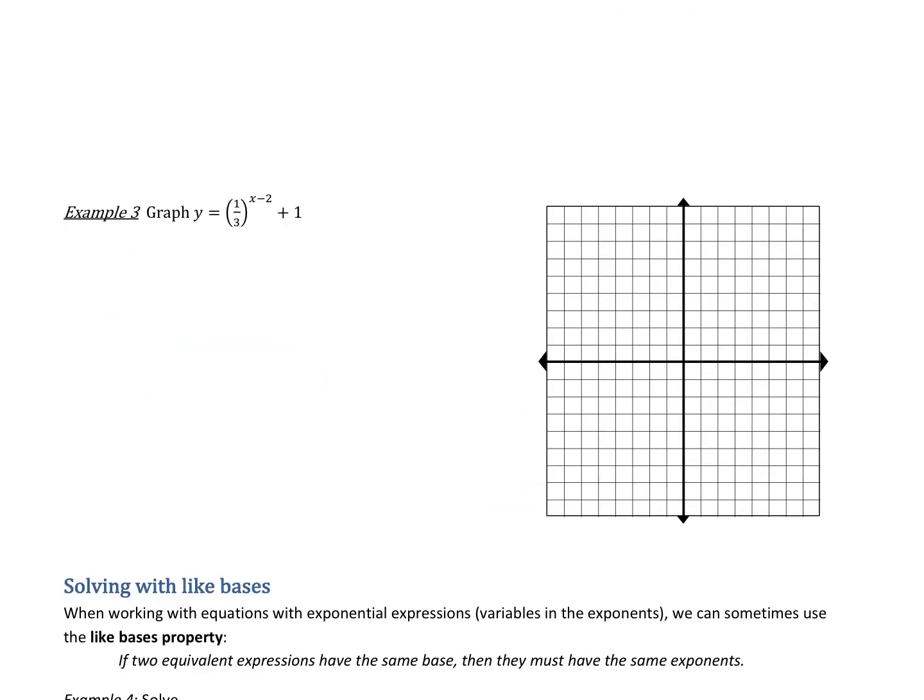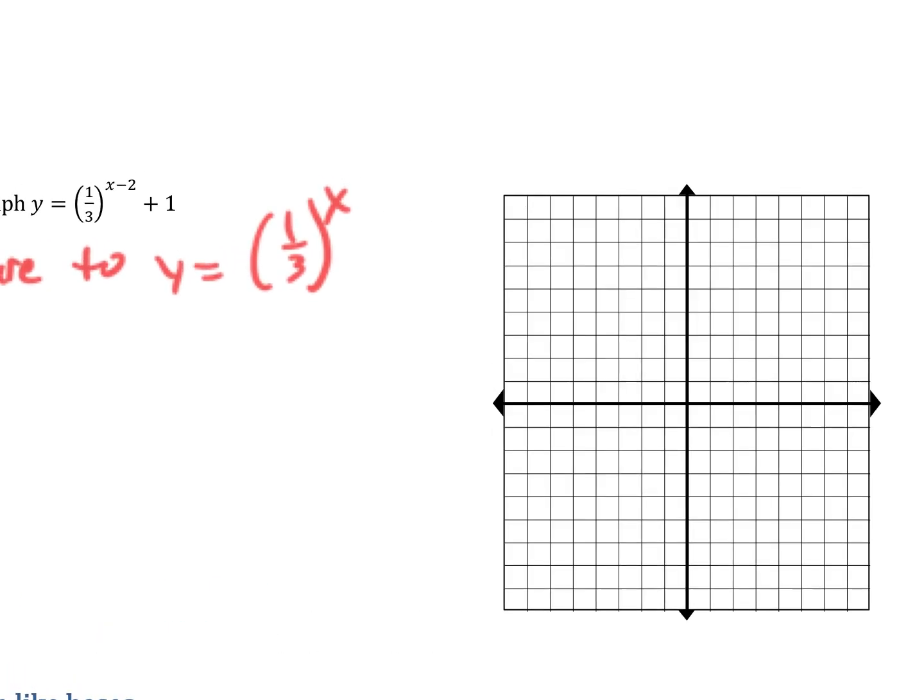Let's try one with a fractional base of 1/3 here. Okay, so, well, we want to compare to y equals 1/3 to the x. 1/3 to the x, well, that's going to go through 0, 1. And this is going to go up to the left 3. We'll go left 1, up 3, because 3 to the first power is 3. 3 to the second power is 9. So left 3, up 9.